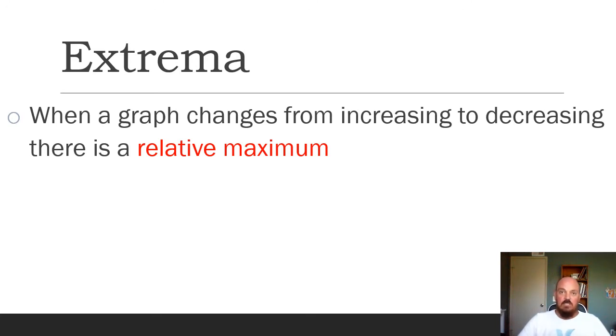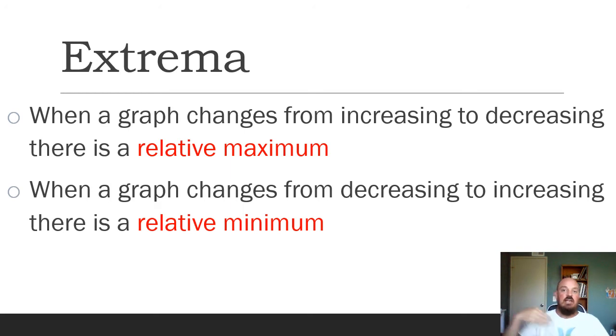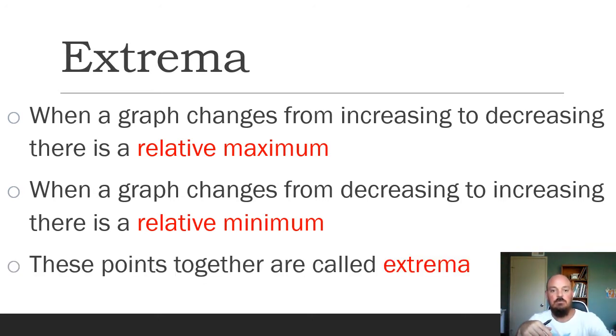Now it has to do with increasing and decreasing that we talked about in part 1. And what we say is wherever a graph changes from increasing to decreasing. So if your graph is going up and then it turns so that it's moving downwards, that point right where it turns is called a relative maximum. Now the opposite of that, if the function is decreasing and then turns so it's increasing, we call that a relative minimum. Now those two types of points together, a relative maximum and a relative minimum, are what we call extrema. That's where the title came from.